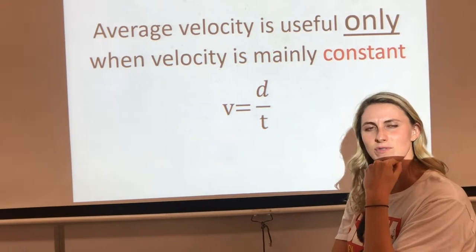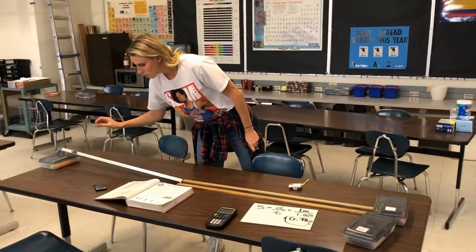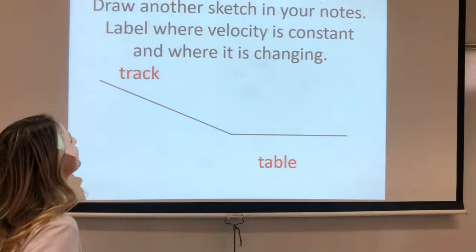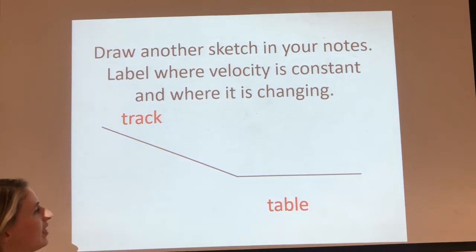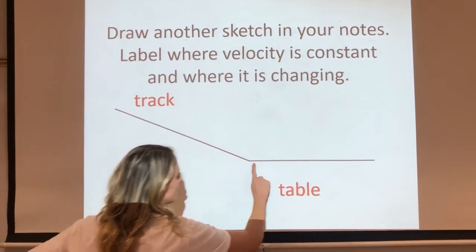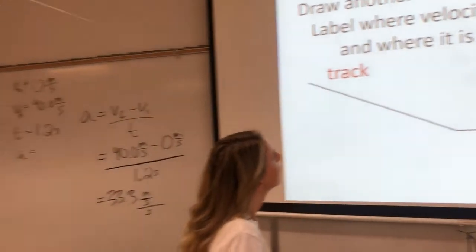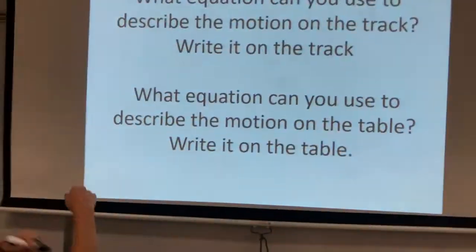Did we have velocity that was constant over here earlier? Wait a minute, I think there was something. I remember something about being constant. That's a great hint. Draw another sketch in your notes. Label where velocity is constant and where it is changing. Go ahead. Track, table, do it.